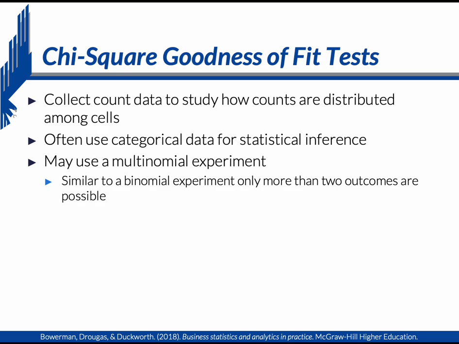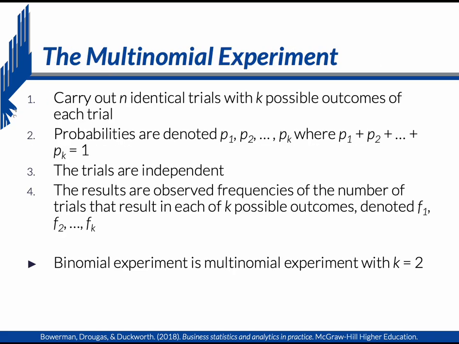A multinomial experiment is similar to a binomial experiment, but instead of two possible outcomes only, there are multiple possible outcomes for every trial or observation. In a multinomial experiment, we perform n identical trials with k possible outcomes for each trial. Each outcome has its own probability of occurrence, which is constant for all the trials. The sum of the probabilities of all possible outcomes is 1.